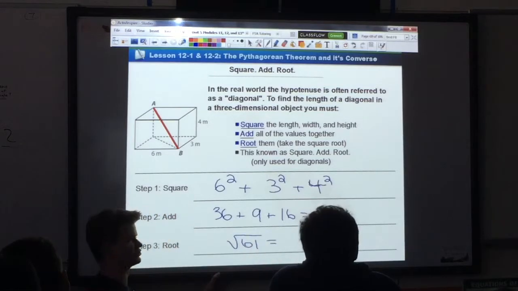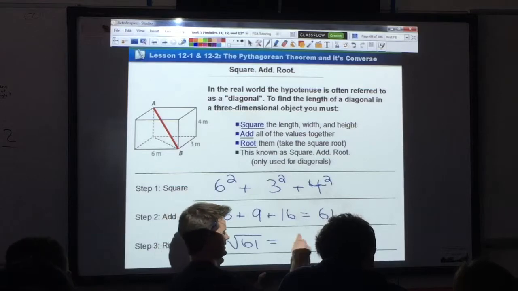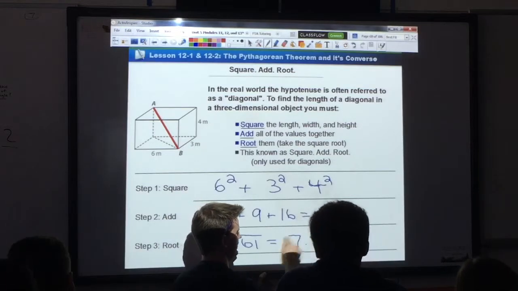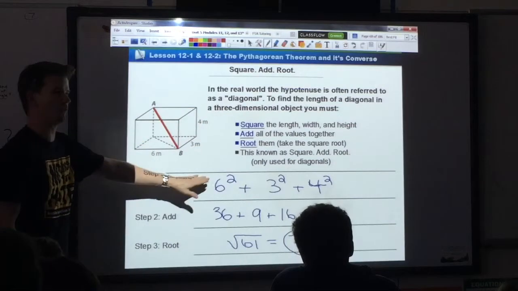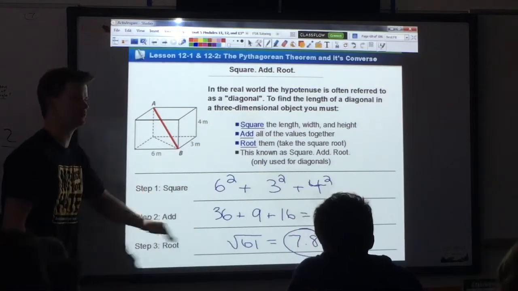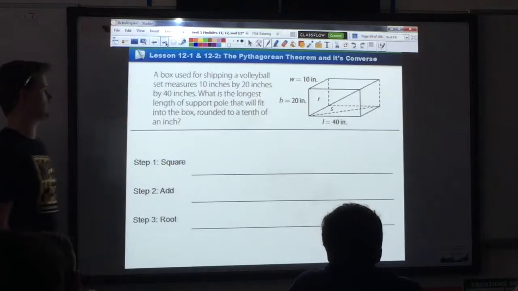That's not going to be a perfect square, but can somebody round that for me to the nearest tenth? What's it going to be? That's going to be 7.8. All you're doing is taking the dimensions. You square them, you add them, you take the root. Alright, so that one problem's done. We'll try one more here.